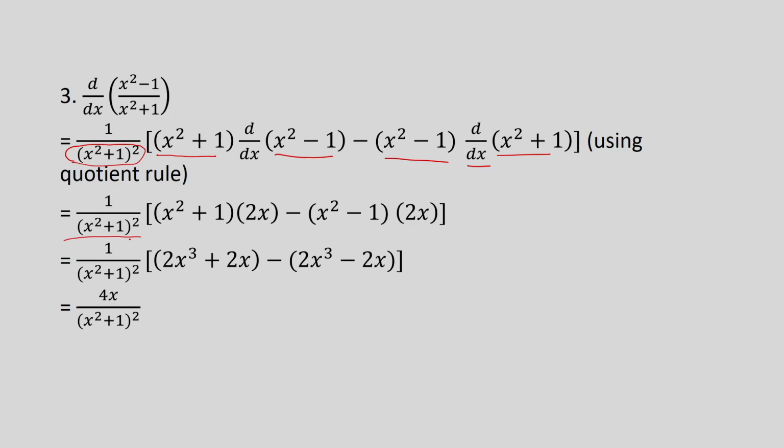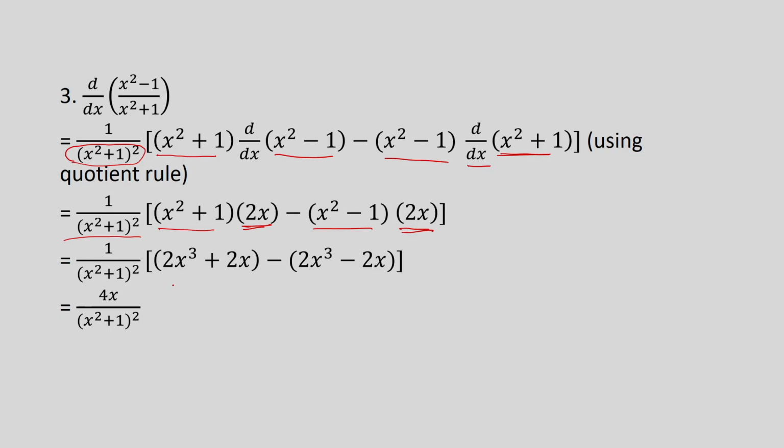So, 1 divided by x square plus 1 whole square, and on the numerator we are going to get x square plus 1 times d dx of x square minus 1. We use the power rule and that will give me 2x, right, because d dx of 1 is 0, and minus x square minus 1 and d dx of x square plus 1, again we are going to get 2x using the power rule.